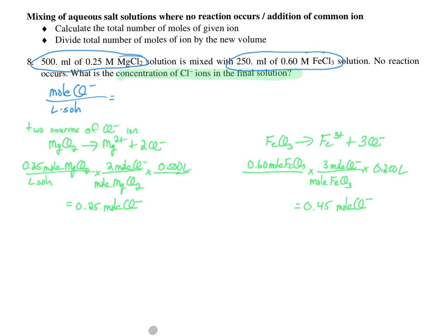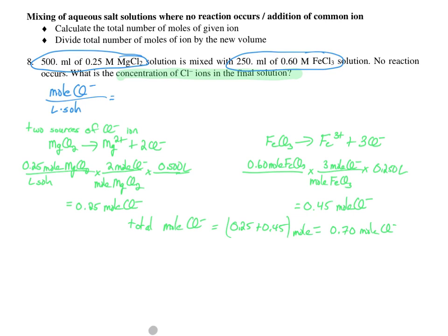All right, so now we've calculated the moles of chloride ion we get from the magnesium chloride and the moles of chloride ion we get from the iron chloride. If you're a little bit fuzzy on how these calculations were determined, go back and look at the first few problem-solving videos of this set. So the total moles of chloride ion are obtained by adding these two values together.